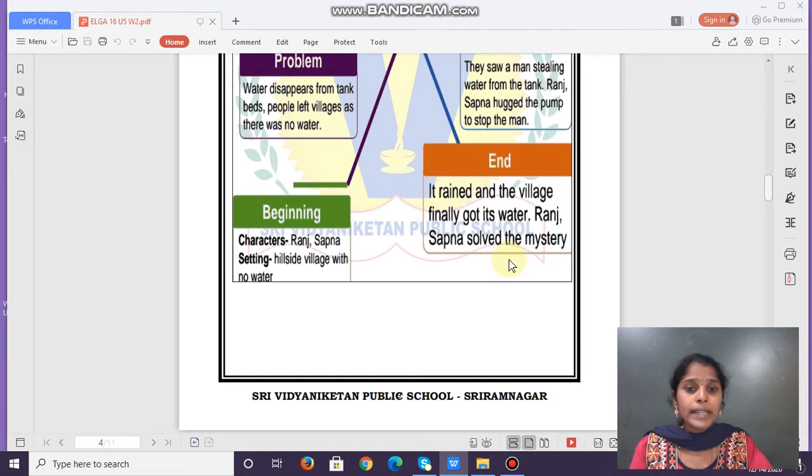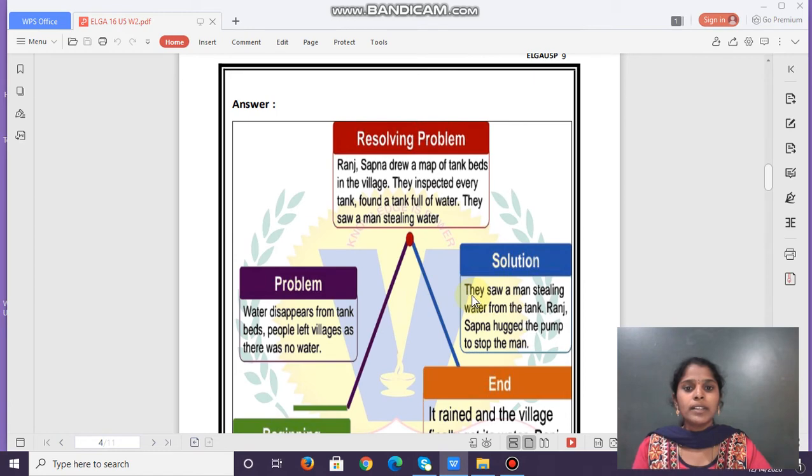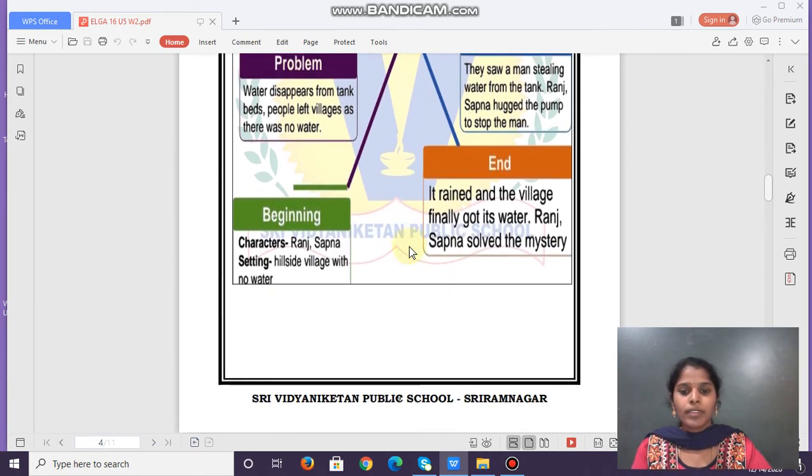Next, what is the end of the story? It rained and the village finally got its water. Ranjan and Swapna solved the mystery. These are the 5 steps of how we can resolve the problem with a great climax.